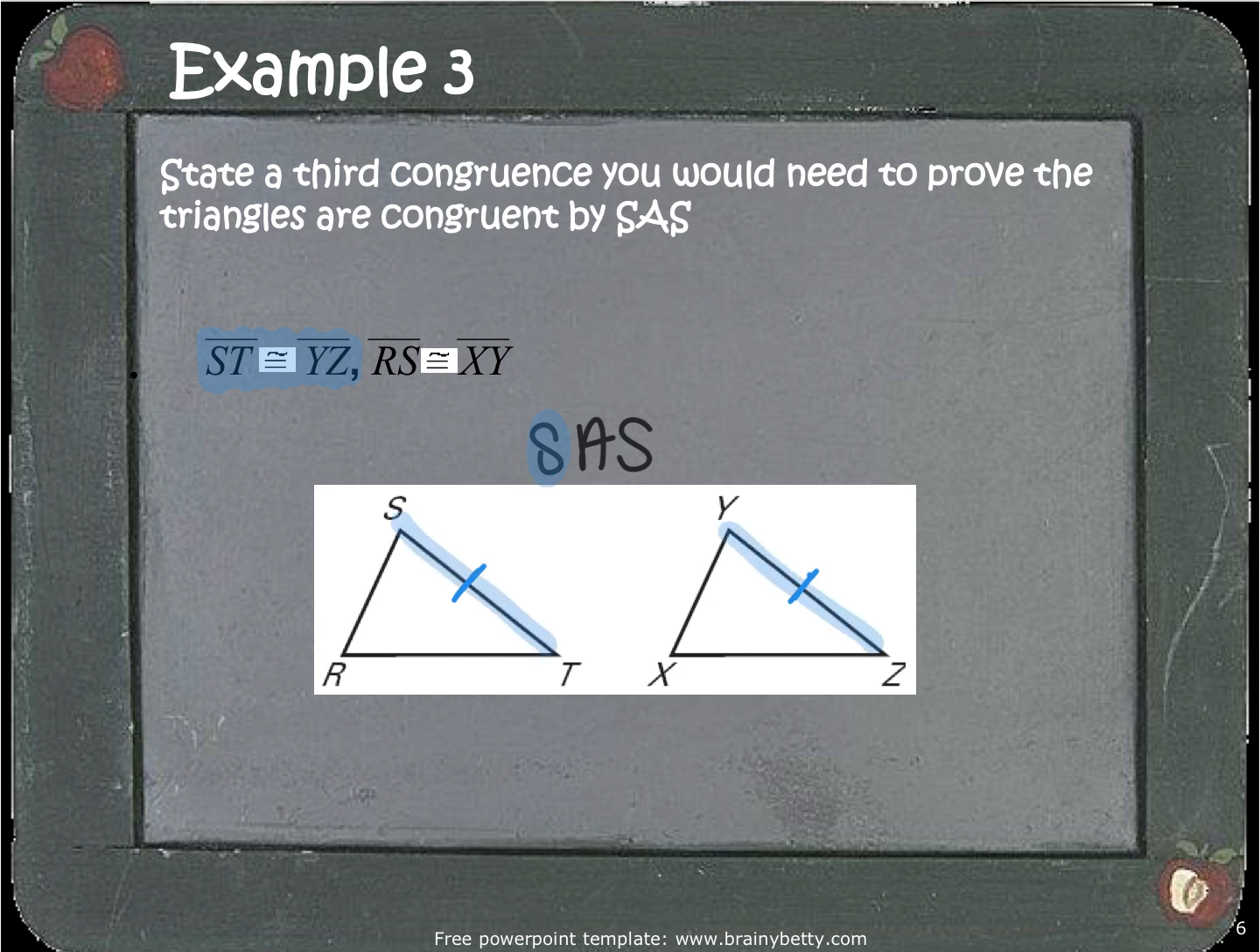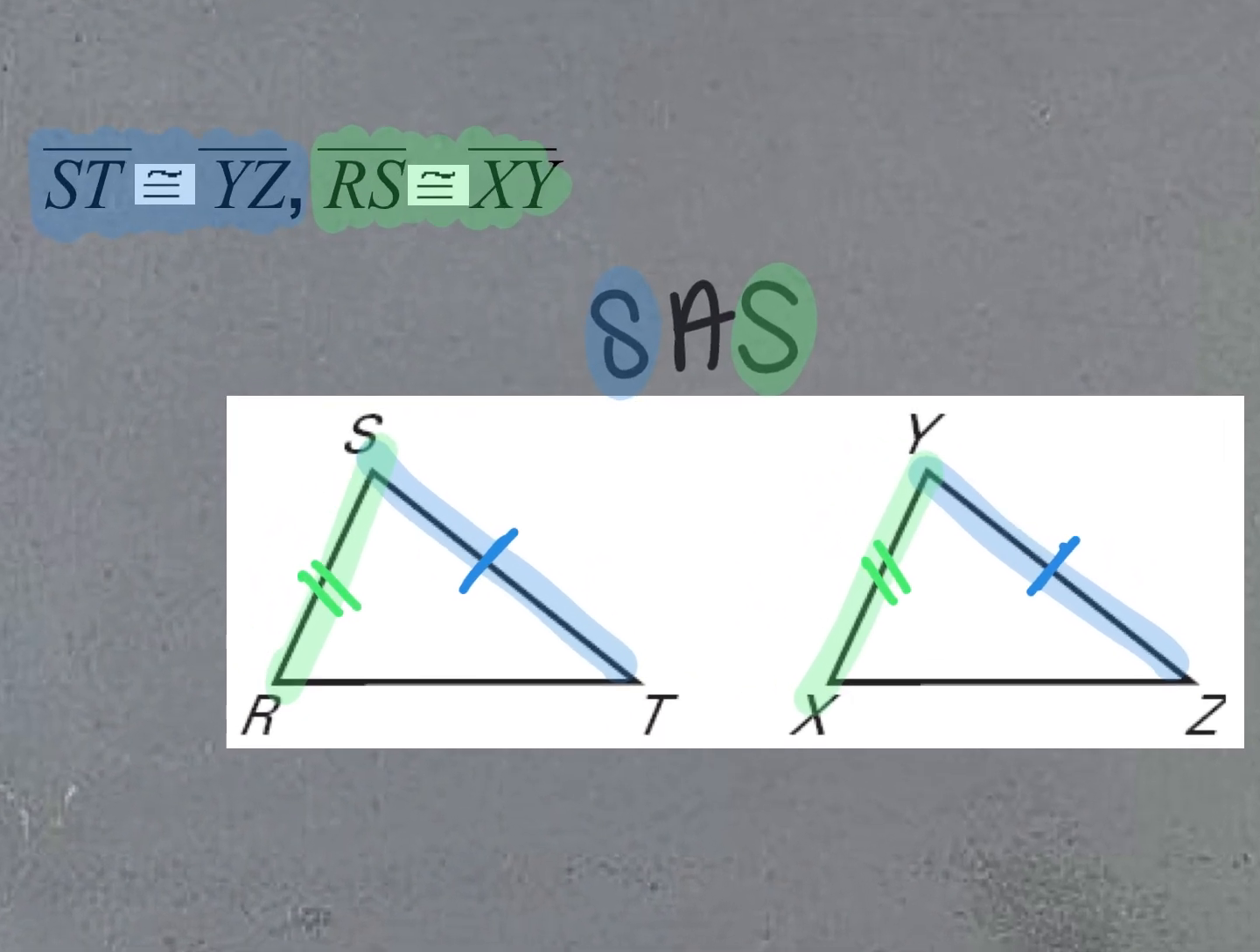Okay, and now they're giving me a second side. RS is congruent to XY. What am I missing? I'm missing my angle, right? Where would that angle be that would make the statement congruent? Which angle would it be? Which angle? RT would not be an angle. RT is considered a side.